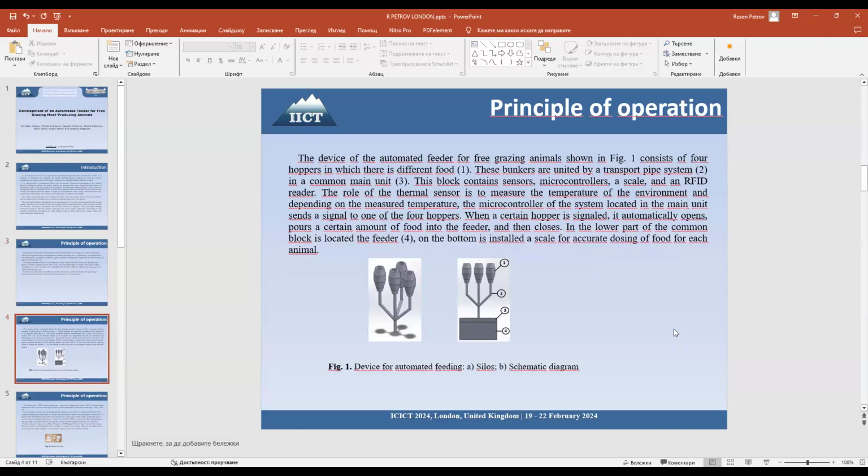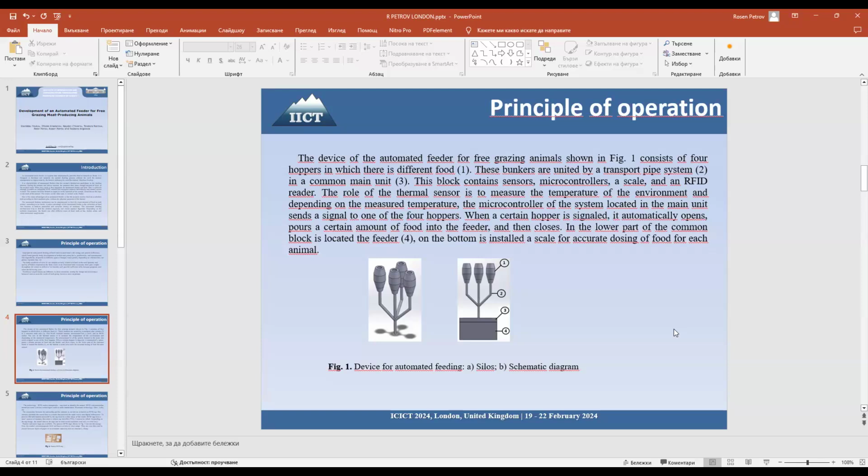The device of an automatic feeder for free grazing animals is shown in the figure below. It consists of 4 hoppers in which there are different types of food. This is number 1 in the figure. These bunkers are united by a transport system, which is number 2, in a common main unit, number 3. This block contains sensors, microcontrollers, a scale, and an RFID reader.